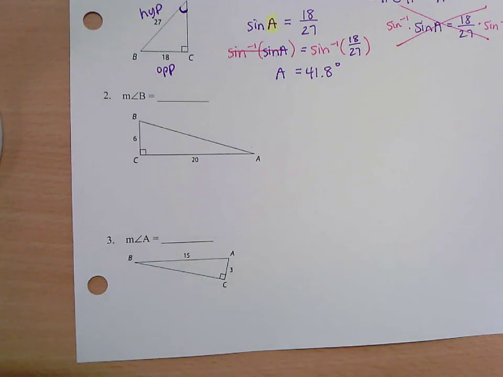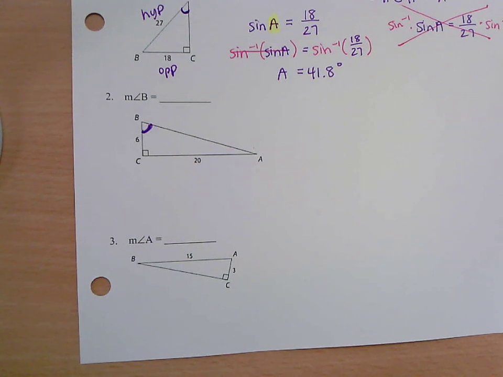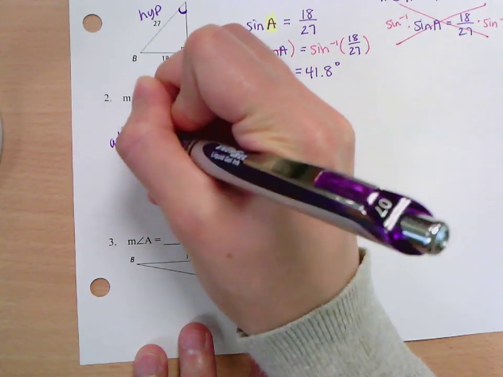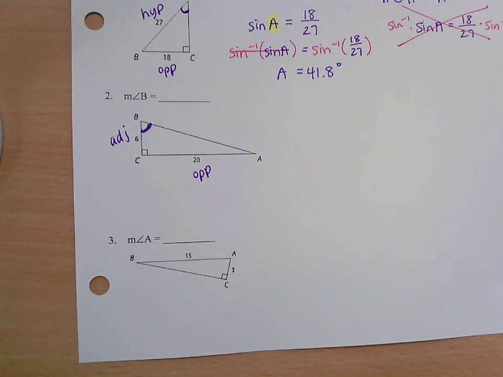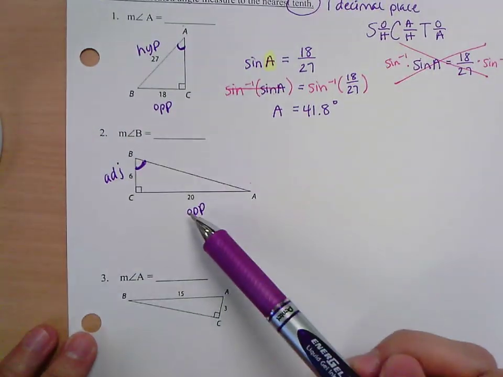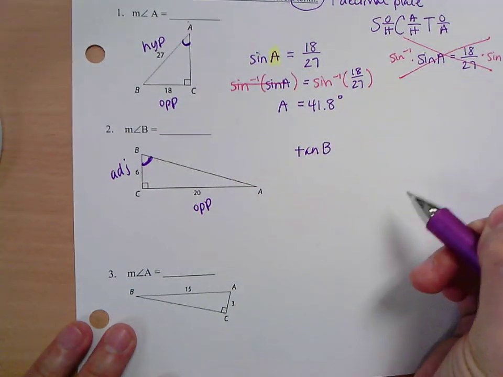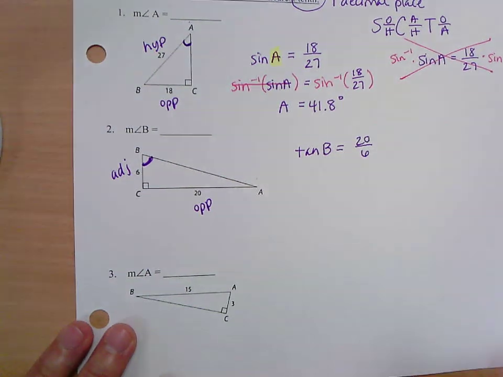So number 2, if we're looking for the measure of angle B, again, label the 2 sides you're given in terms of opposite, adjacent, hypotenuse. What is the 6? The adjacent. What is the 20? The opposite. So what trig function is used? Tangent. Because it has O and A, opposite and adjacent. So I would have tangent of B is equal to opposite over adjacent. So 20 over 6.